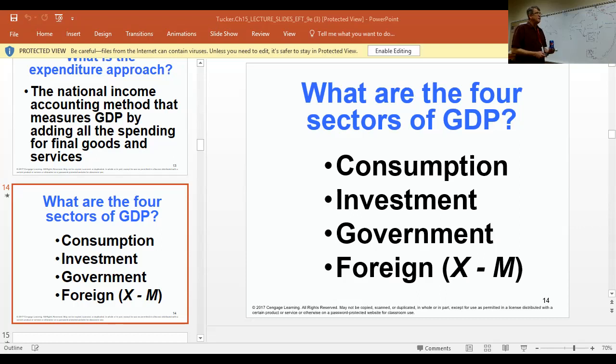The other approach we have is the income approach. And this is the method that measures GDP by adding up all the incomes that come into households. Okay. We calculate GDP using the expenditure approach, C plus I plus G plus NX. Or we can calculate it using the income approach. The income approach, I'm going to write the abbreviations for these up above them. Okay. This is all the income that comes into households.